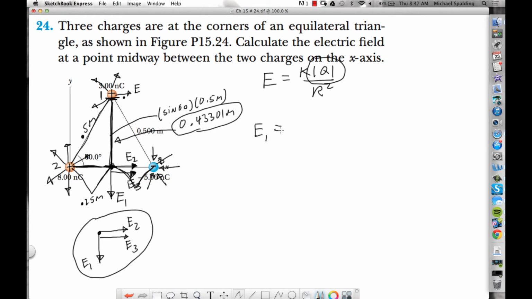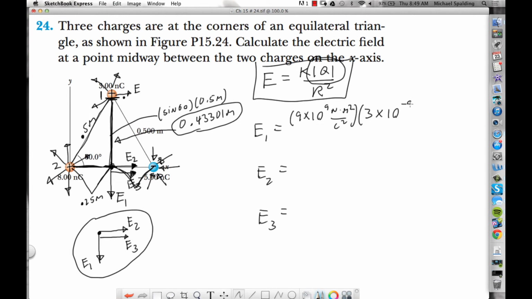All right, so calculating E1, E2, and E3, we're using this equation right here. It's 9 times 10 to the 9th newton meter squared over coulomb squared. That's K. Starting with charge 1, that's 3 times 10 to the negative 9, which is kind of nice because 10 to the 9th and 10 to the negative 9th just cancel. The distance for charge 1 is 0.43301 meter squared. When you punch that in, you get 144 newtons per coulomb.